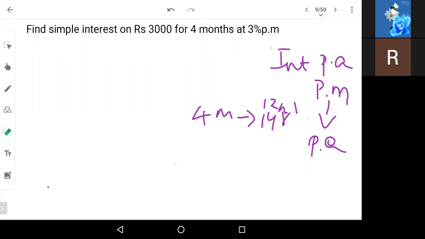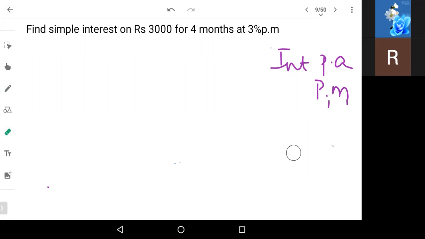Okay, now let us see how that is done. Always in simple interest and compound interest problems, convert the months, days, everything to years, and then only you should solve it for 1 year. Okay, now here write down solution.